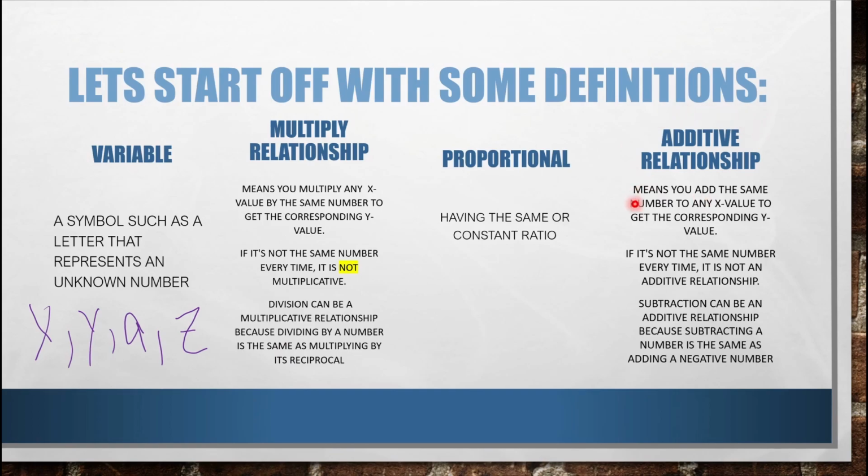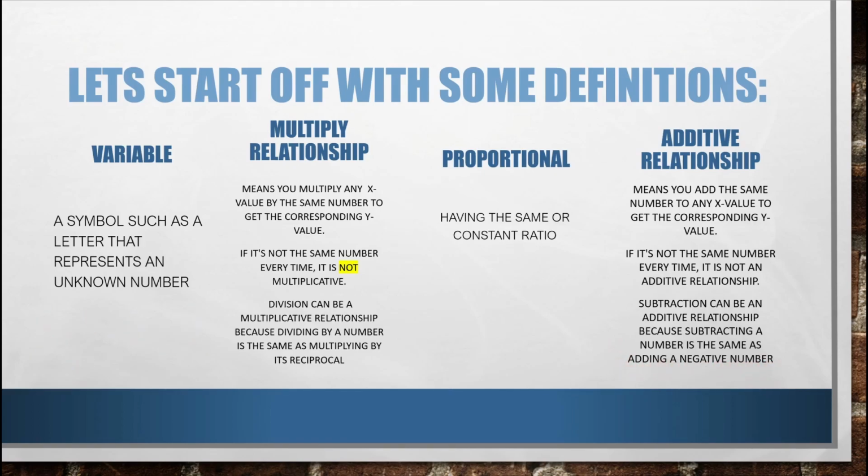The additive relationship means you add the same number to any x value to get the corresponding y value. If it's not the same number every time, it's not an additive relationship. Subtraction can be an additive relationship because subtracting a number is the same as adding a negative number.